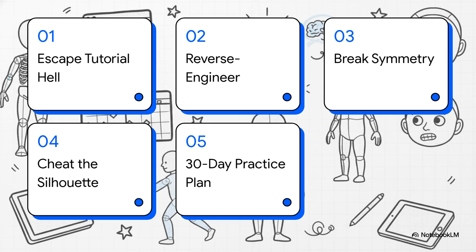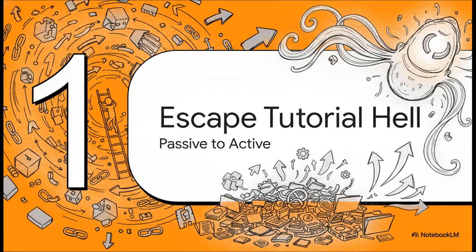All right, here's our exact roadmap to transition you into an active, pipeline-driven professional. We're going to cover: 1. Escaping tutorial hell. 2. Reverse engineering your learning. 3. Breaking symmetrical keyframing. 4. Cheating the silhouette. And 5. Your 30-day practice plan. Let's jump right into Section 1, escaping tutorial hell, moving from passive to active.